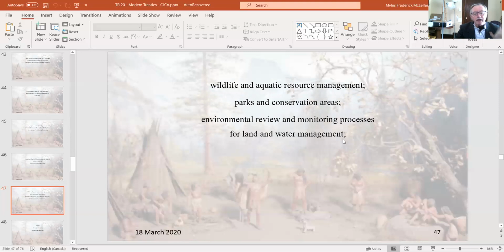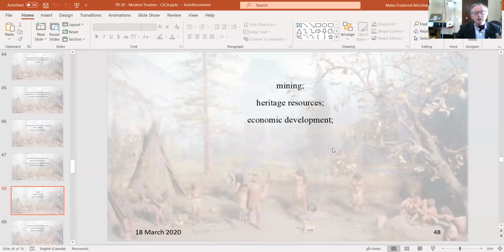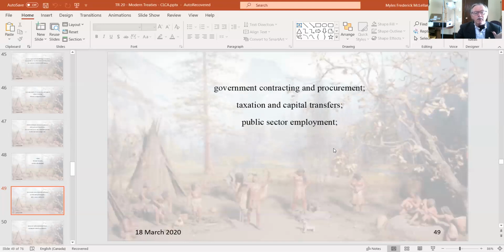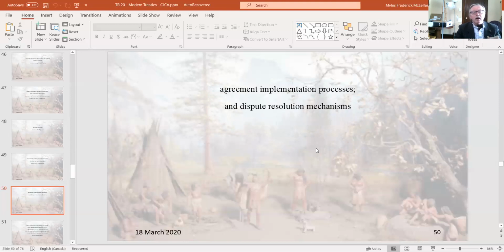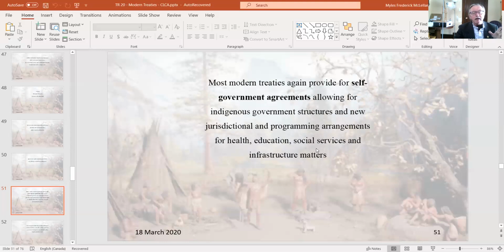Wildlife and resource management, parks and conservation areas, environmental reviews, including monitoring processes for land and water management, mining, heritage resources, economic development, government contracting, procurement, taxation and capital transfers, public sector employment, which obviously is important with respect to employment of Indigenous peoples to work for their own governance, agreement implementation processes, which we've already discussed, and dispute resolution mechanisms, which we'll also discuss in some detail.